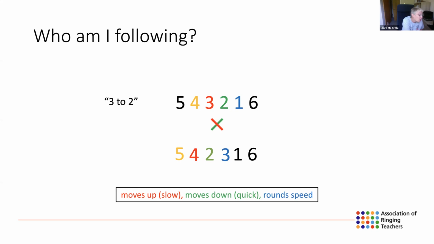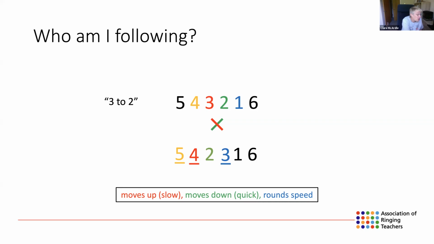Once you've moved to your new position in the row, you need to make a note of who you are following, who that bell is following, and which bell is now following you. So 2 is now following 4. 4 is following 5, and 3 is now the bell that's following 2. One more thing to note, 1 is now following 3. However, 1 has not moved from 5th place in the row.